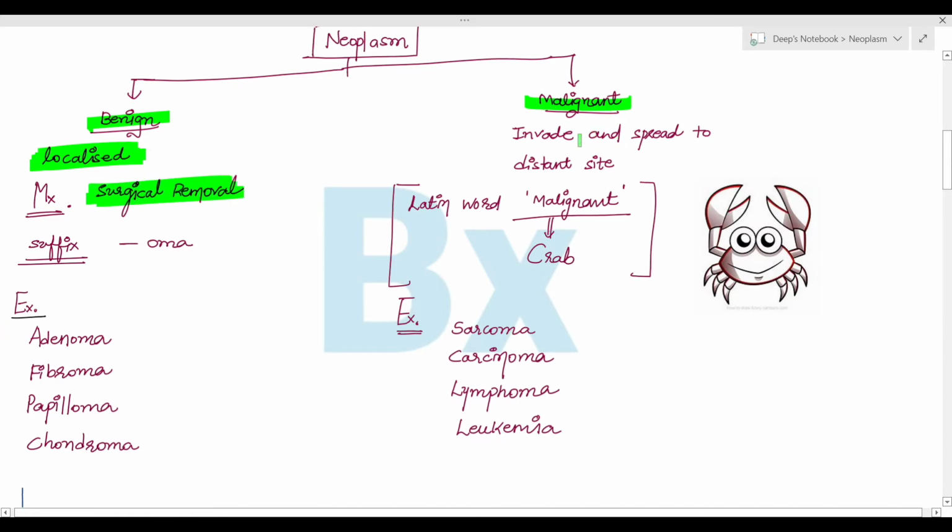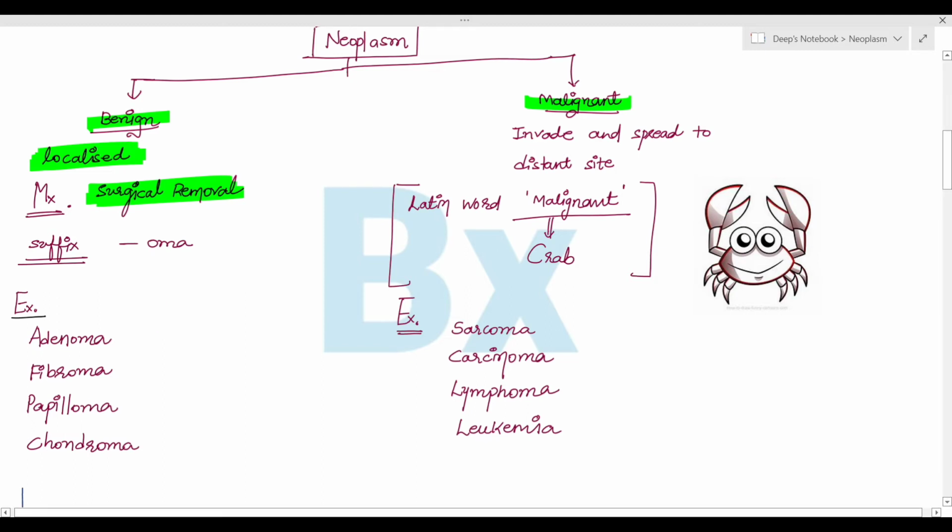But malignant, the Latin word malignant means crab. Crab क्या करता है? Crab हमारी बॉडी पे कहीं पे भी चिपक जाता है. So चिपकने के बाद वहां से अपना जो भी स्प्रेड करेगा, जो भी टॉक्सिन है वो रिलीज करेगा. So the literal meaning, malignant means invade and spread to the distant sites. मतलब जो ट्यूमर सेल्स है वो जहां पे होंगे, फॉर एग्जांपल लंग्स में, तो लंग्स से इन्वेड करेंगे, ब्लड वेसल्स के थ्रू जाएंगे, हार्ट में जाएंगे तो हार्ट में ट्यूमर करेंगे, अगर वो लीवर में जाएंगे तो लीवर में ट्यूमर करेंगे.